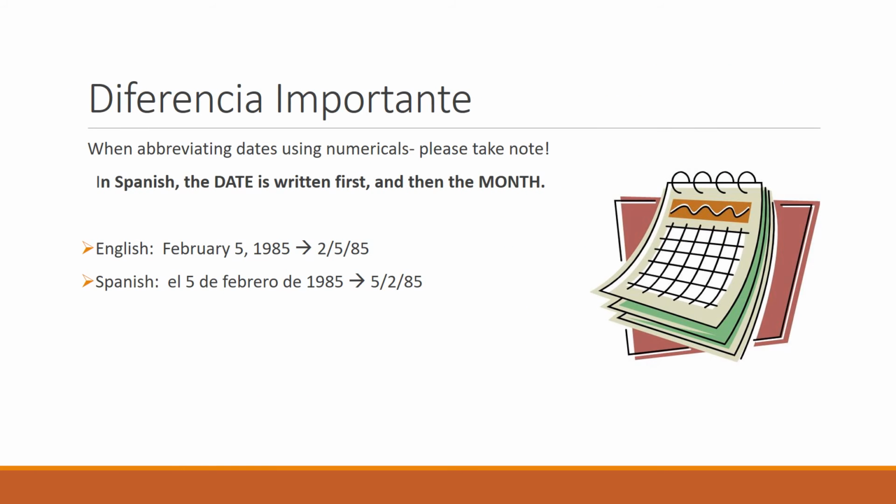So one other important difference to note in Spanish is that when you are abbreviating dates using numericals, the date in Spanish is written first and then the month. So typically in English, if you are going to abbreviate a date, for example, February 5th, 1985, the 2 would come first for February, followed by the 5 for the day. However, in Spanish, they place the day first and then the month.